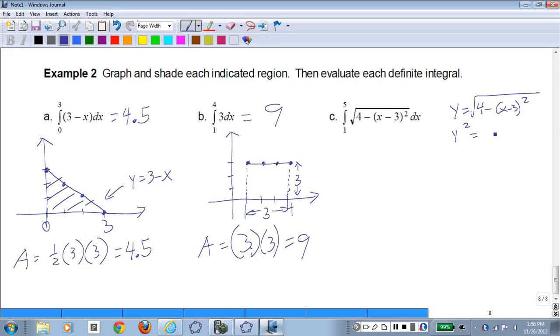y squared equals 4 minus (x minus 3) squared. Well, it's the top half of the circle. It's a semicircle. So add (x minus 3) squared to both sides. (x minus 3) squared plus y squared equals 4. And you can compare this to (x minus h) squared plus (y minus k) squared equals r squared. So it's a circle whose center is the point (3, 0), and radius length is 2. So we need the top half of that circle.